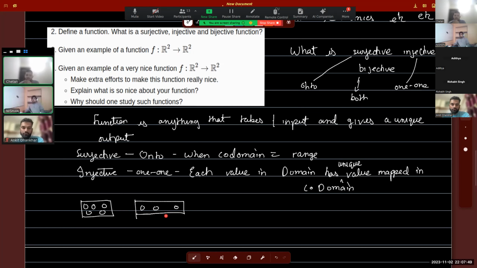Now I can map each ball in the first box to a unique ball in the second box, right? Say I want to match them. I want to make pairs. I want to pull one ball out of one box. Okay, I can map them, right? This can happen, correct? Perfect.